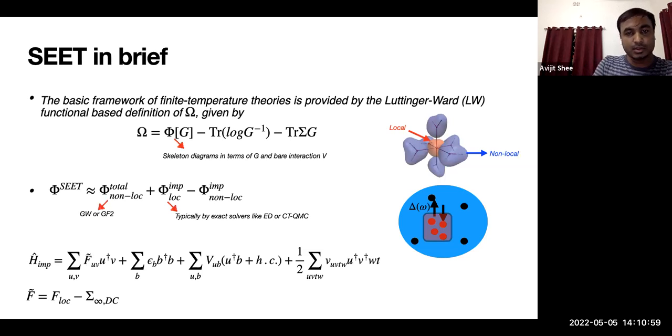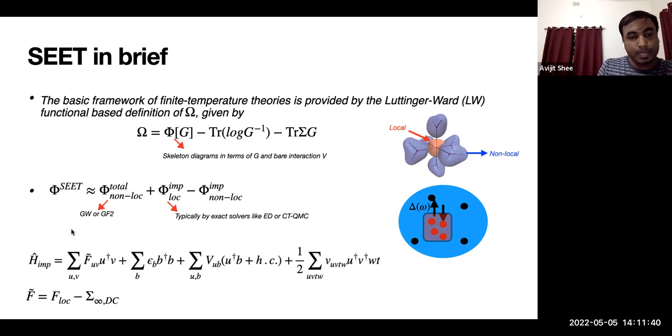So, self-energy embedding theory in brief: it's a finite temperature theory based on the Luttinger-Ward functional, and I will not go into the details. The Luttinger-Ward functional features in the definition of the grand potential, and consists of various skeleton diagrams in terms of G, the total Green's function, and the bare interaction. This part is very important for this theory.